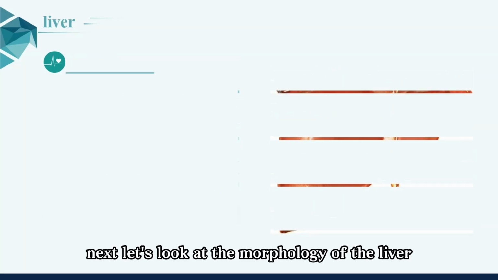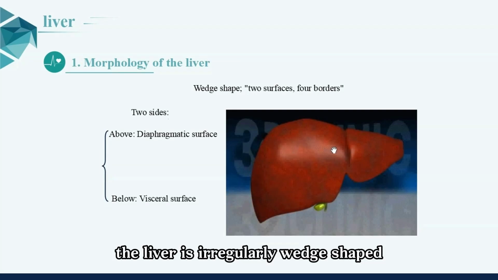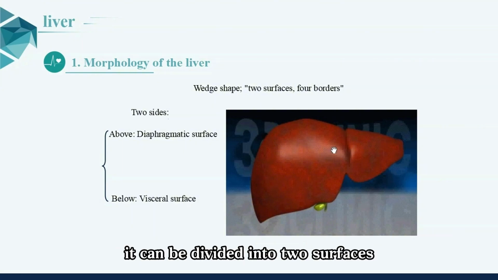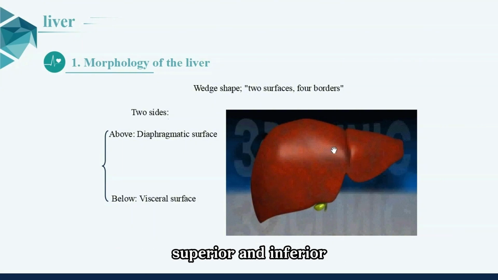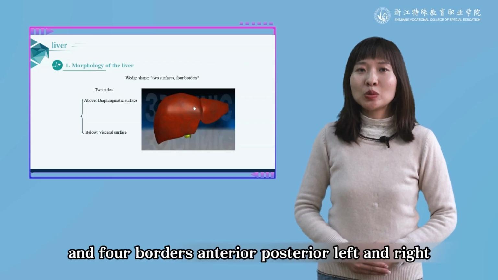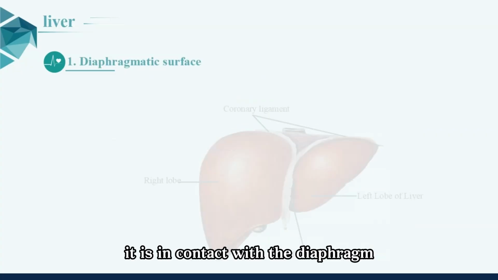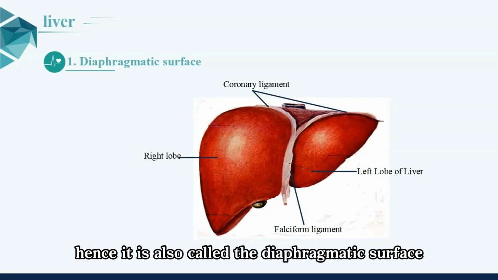Next, let's look at the morphology of the liver. The liver is irregularly wedge-shaped. It can be divided into two surfaces, superior and inferior, and four borders, anterior, posterior, left, and right. The superior surface is convex. It is in contact with the diaphragm. Hence, it is also called the diaphragmatic surface.